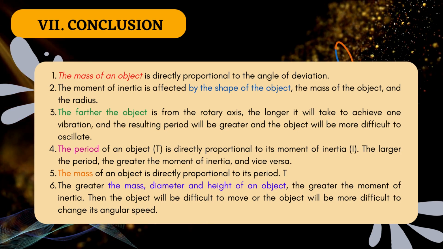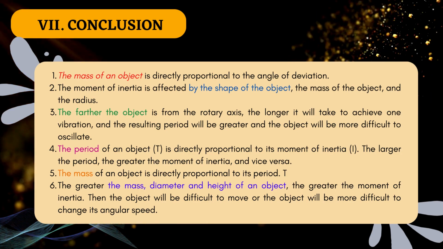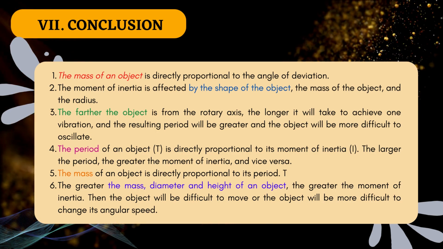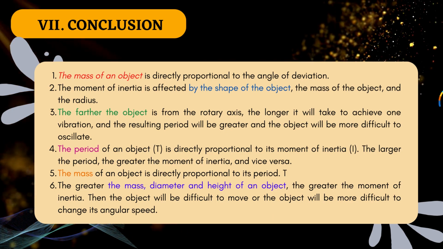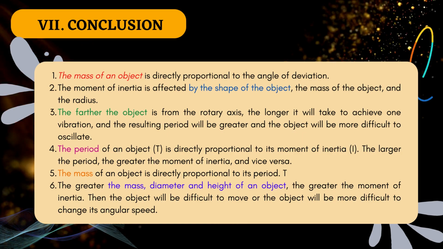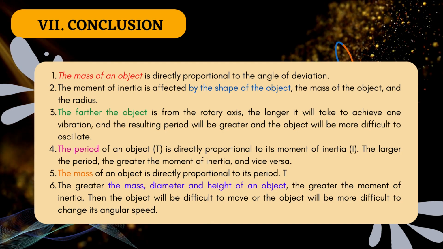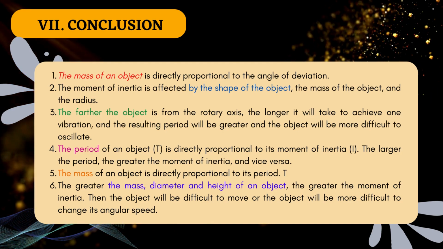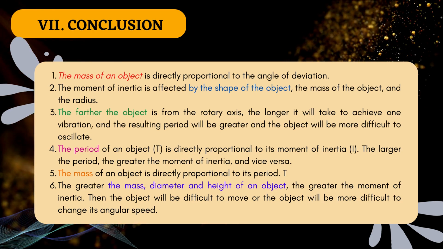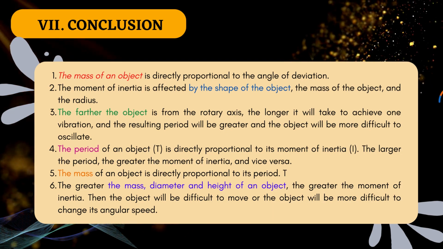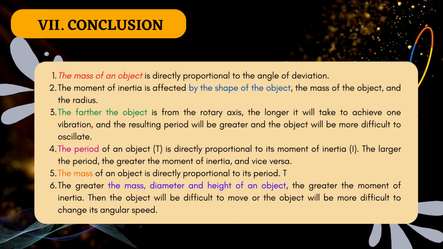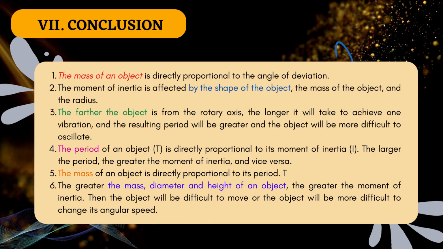Fourth, the period of an object is directly proportional to its moment of inertia. The larger the period, the greater the moment of inertia, and vice versa. The smaller the period, the smaller the moment of inertia. Fifth, the mass of an object is directly proportional to its period. The greater the mass, the greater the period, and vice versa. And last, the greater the mass, diameter, and height of an object, the greater the moment of inertia, and the object will be more difficult to move, or more difficult to change its angular speed.